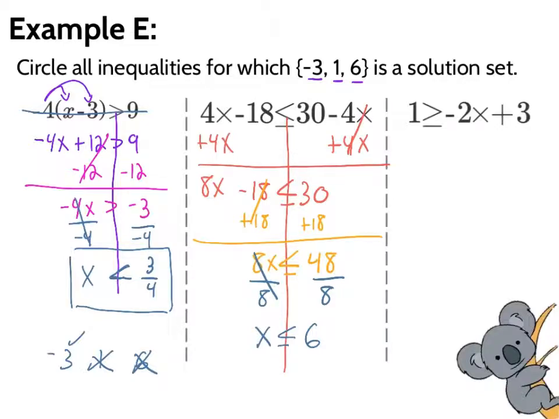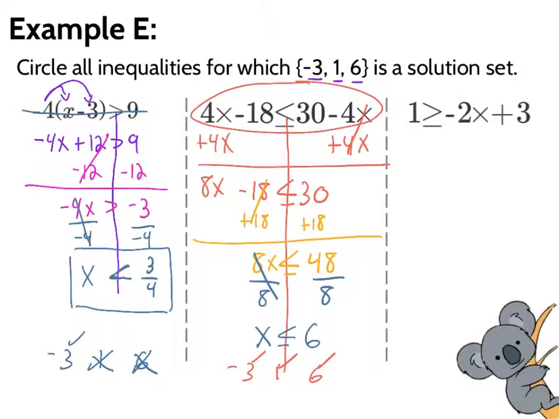So now we need to check each of our numbers. Is -3 less than or equal to 6? Yes, it is. Is 1 less than or equal to 6? Yes, it is. Is 6 less than or equal to 6? Yes, it's equal to. So all three work, so the middle one is a correct answer.